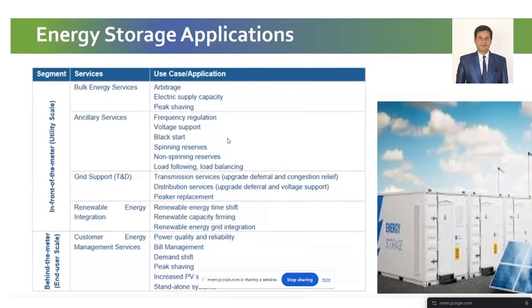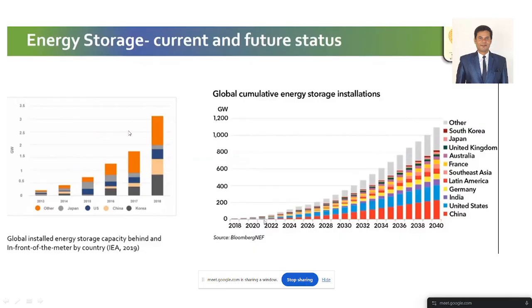So these are the various applications of energy storage. As I told, it supports the grid in transmission and distribution, and it makes the system more stable. In renewable energy integration, time shifting, capacity firming and grid integration, it helps make the system more stable. In customer energy management services, it helps give power quality and reliability to the customers. It will also provide peak shaving. So these are the various applications for energy storage.